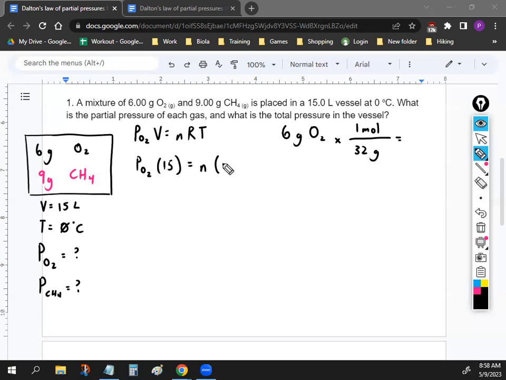The R value is always the same. It's 0.0821. And for the temperature, you just need to add 273.15 to get the temperature, so it'll be 273.15.